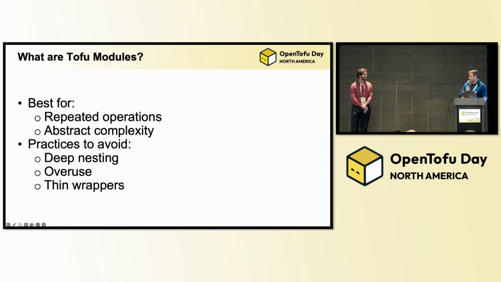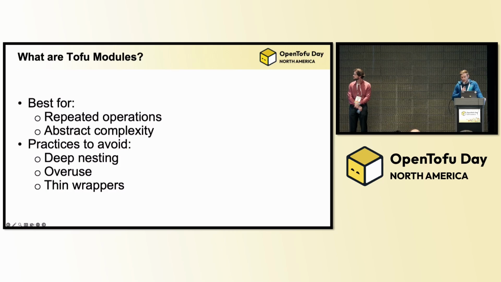So let's quickly level set on what modules are. Any Tofu source you write is technically a module. That first level module, where you're running Tofu init, plan, and apply, is known as the root module. Root modules often add dependencies on other modules through module blocks. These will be called child modules to that root.